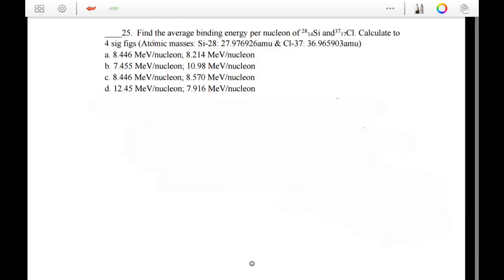Question 25 reads, find the average binding energy per nucleon of silicon-28 (28/14 Si) and chlorine-37 (37/17 Cl). Calculate to 4 significant figures. And it gives us the atomic masses here for silicon-28 and chlorine-37.